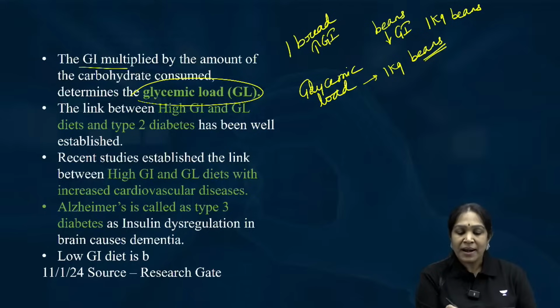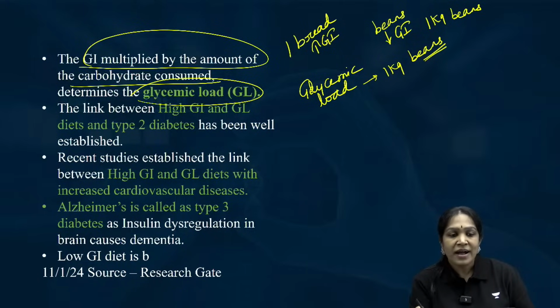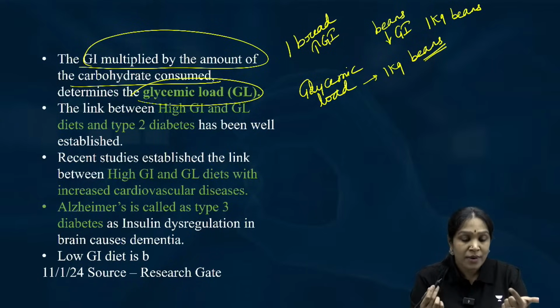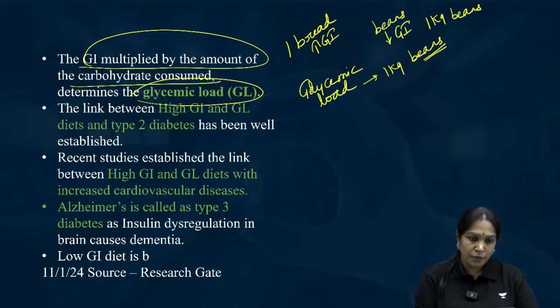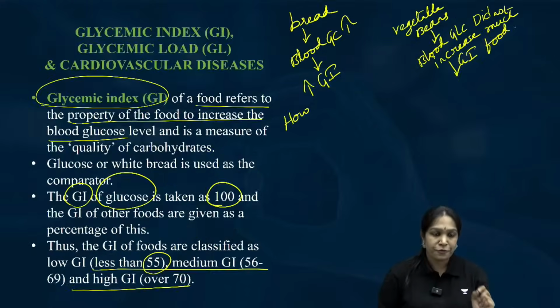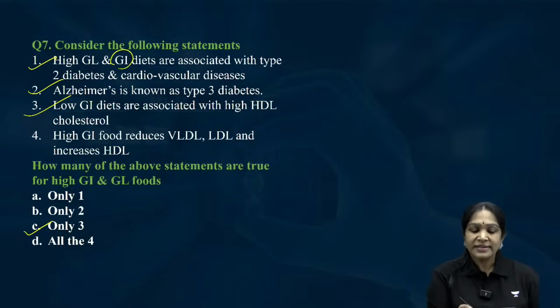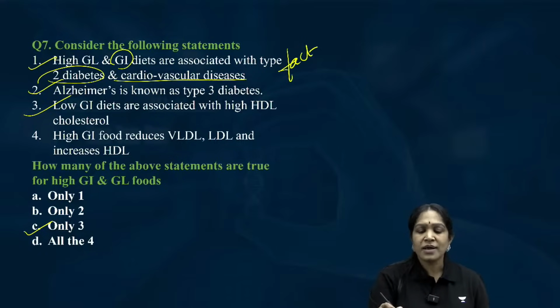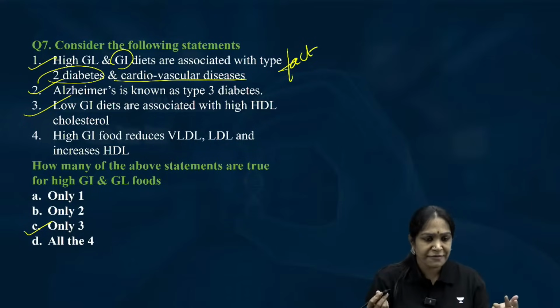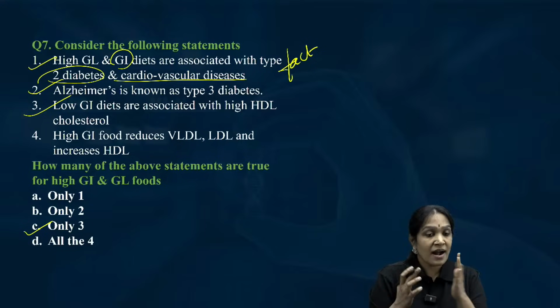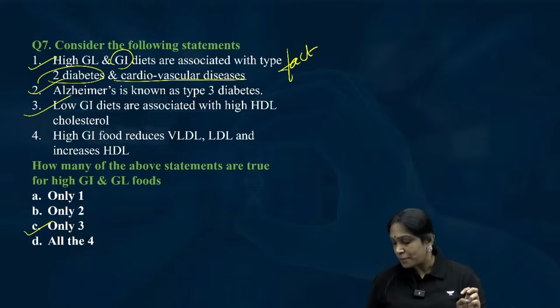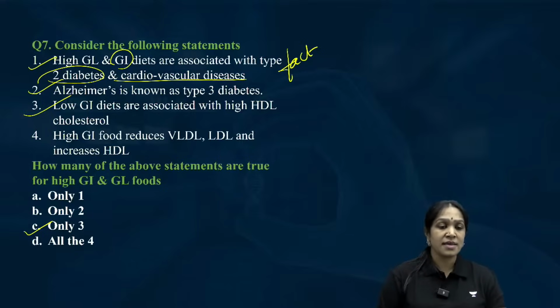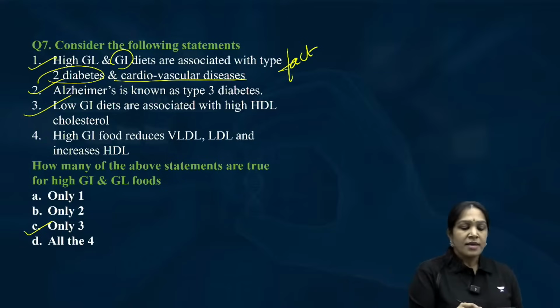So the GI multiplied by the amount of the carbohydrate consumed, the quantity you are consuming, is called glycemic load. High GI food is causing type 2 diabetes and cardiovascular diseases. It is a fact you have to remember. Nothing more to explain. It is also something that we have seen in our experience, isn't it? Heart attacks, cardiovascular diseases means heart problems. Diabetes is also increasing because of the consumption of junk food or high glycemic index food, right?